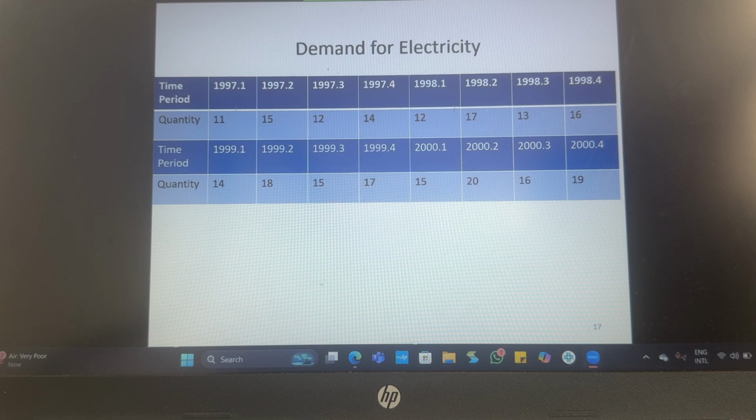In Sri Lanka, throughout the year, you can't see much variation in electricity demand, because throughout the year we use almost the same quantity. There may be some variation, but on average it is constant.